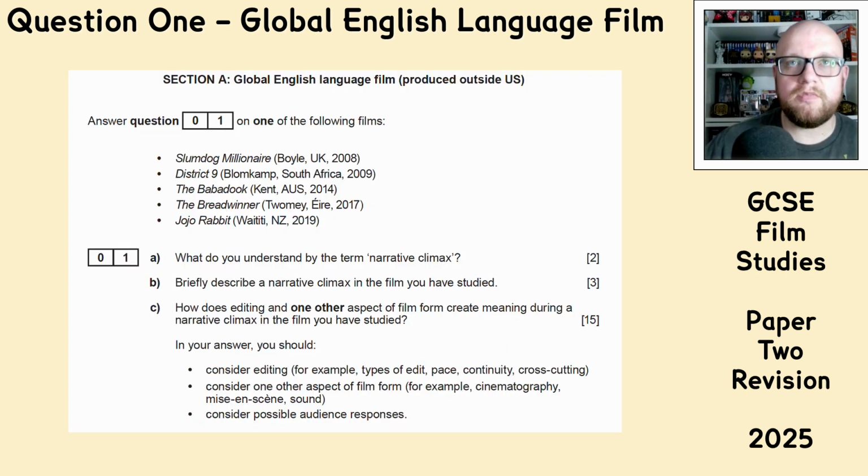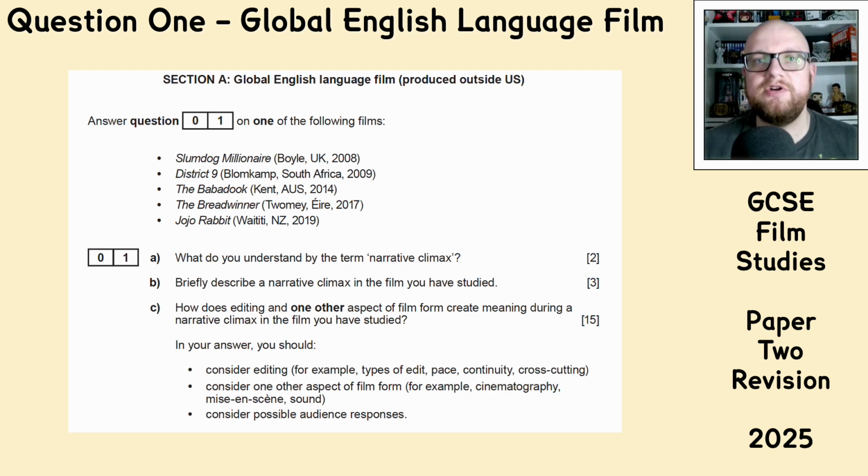So, looking at the question from last year, this is the narrative climax question that I mentioned before. What do you understand by the term narrative climax for 2 marks? Briefly describe a narrative climax in the film that you've studied for 3. And then your 15 marker: how does editing and one other aspect of film form create meaning during a narrative climax in the film that you have studied?